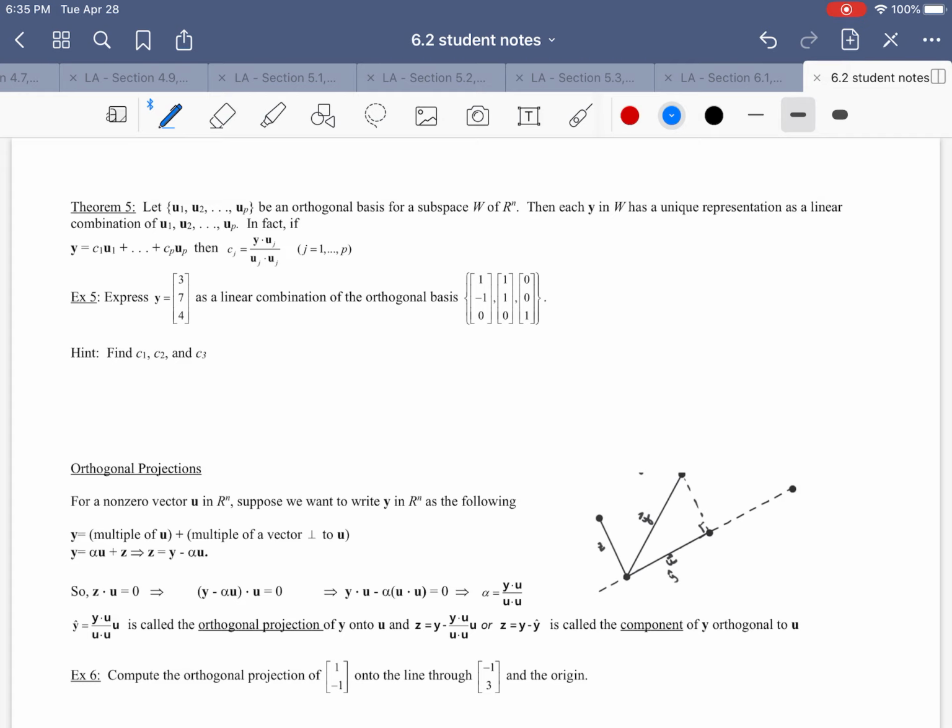So basically, this next example is saying you have this vector y, and we want to know what linear combination of these three vectors comes out to this answer. What we're going to do is call these u1, u2, and u3. So my question is this: y is what times u1 plus what times u2 plus what times u3.